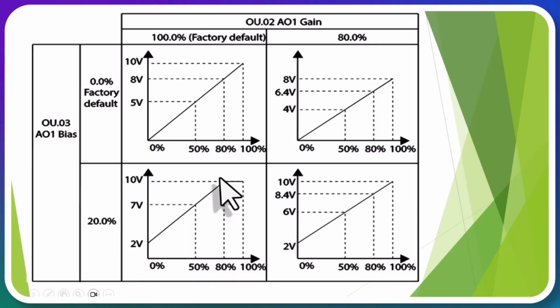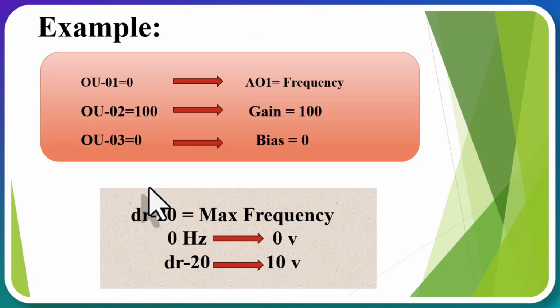My gain is also at 100%, so it starts from 2 volts up to 10. So the bias determines the lower value, specifying from which voltage it should start, and the gain sets the maximum, asking what percentage of the maximum voltage you want in the analog output. 0 to 10 volts corresponds to 0 to 100%. 10 volts is your 100% and 0 volts is your 0%.